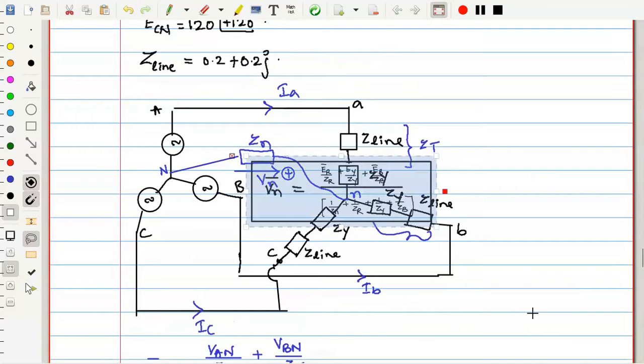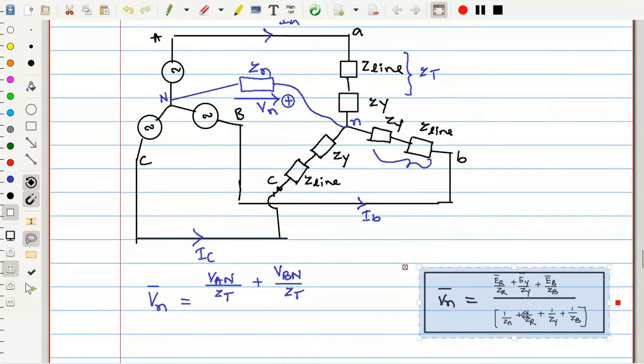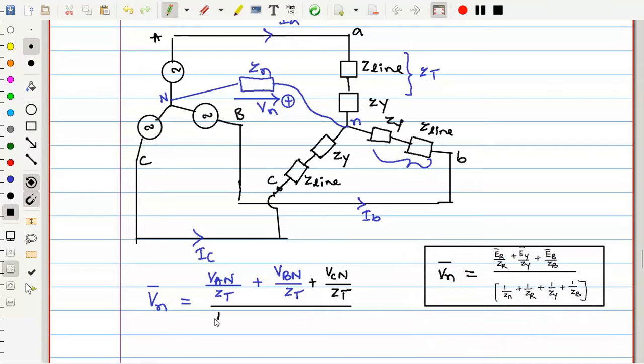I am just putting this aside. So see that this is ER by ZR. What is ER? VAN in our case. Similarly, the other things: EB is nothing but the C phase, VCN divided by ZT, divided by 1 by Zn plus 1 by ZT plus 1 by ZT plus 1 by ZT.